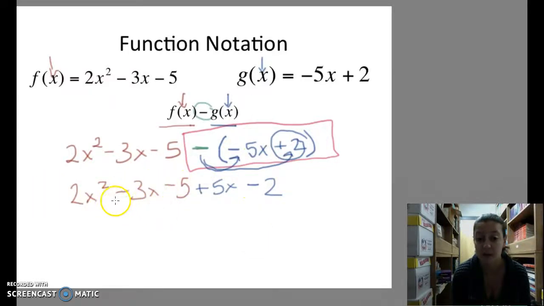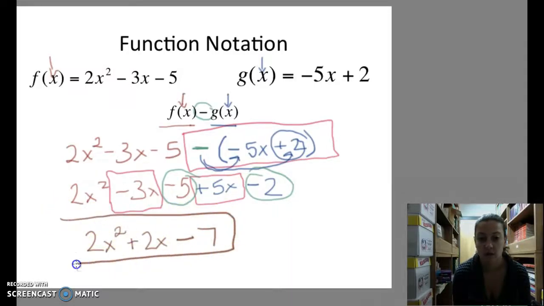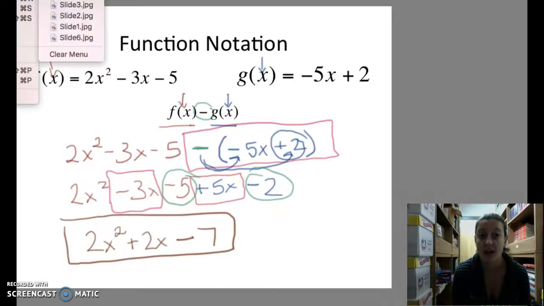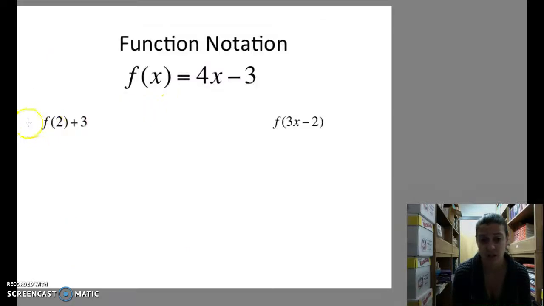Finally, we can combine like terms. I've got a negative 3x and a positive 5x. Okay, so 2x squared didn't have any matching terms. Negative 3x plus 5x is positive 2x. And then we have negative 5 and negative 2. And when you put those together, you get negative 7. Final answer. One final slide. Don't be afraid to rewatch this video and take notes again. There's a lot of information here.